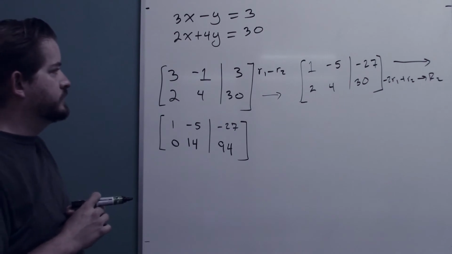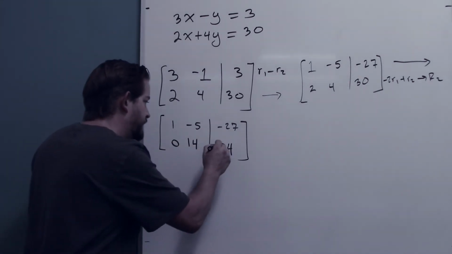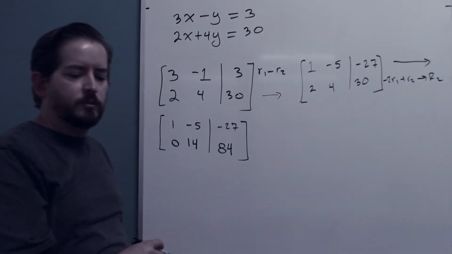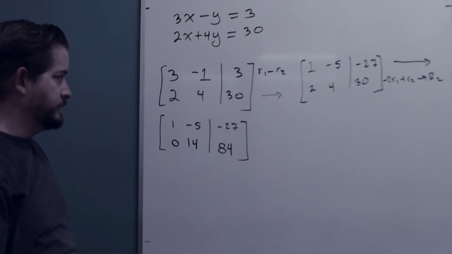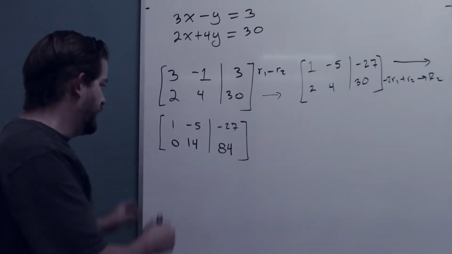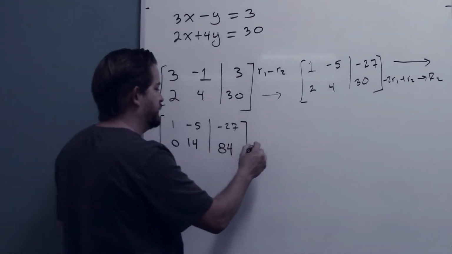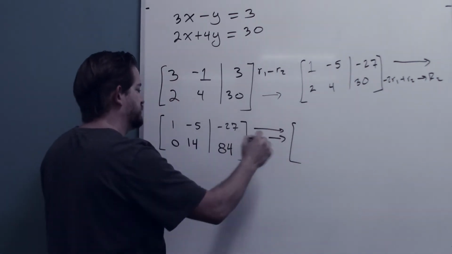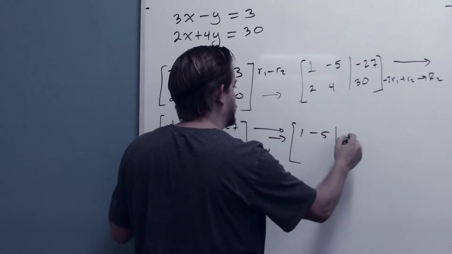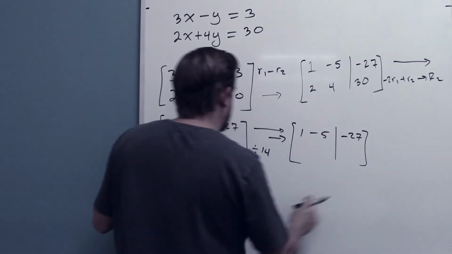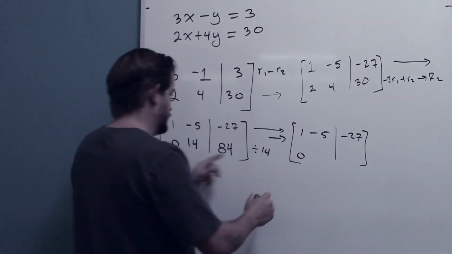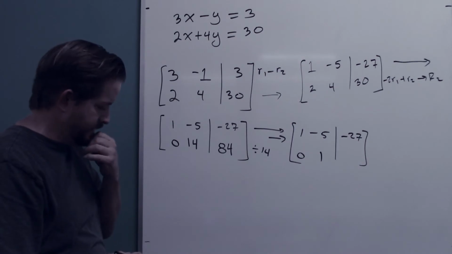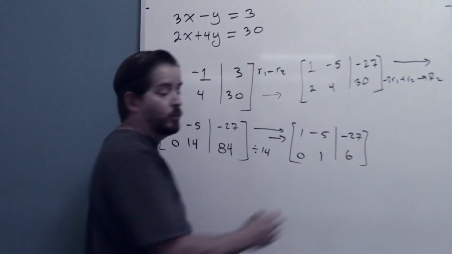Oh, I'm sorry, it's 5, 6, 7, 84. My bad. 84, see? I caught that one. But if you don't catch that and you do 20 more mathematical manipulations, you end up with a crappy wrong answer. Alright. I want this 14 to be a 1, so I'm going to divide by 14. And so that gives me, row 1's not changing, so it's 1, negative 5, negative 27 still up top. And 0, 14 divided by 14 is 1, 84 divided by 14 is 6. And I can see y is 6.